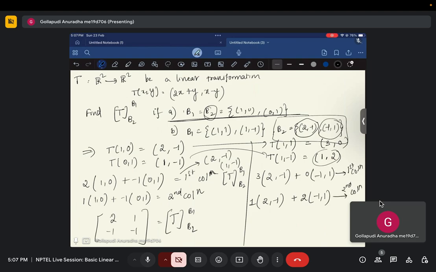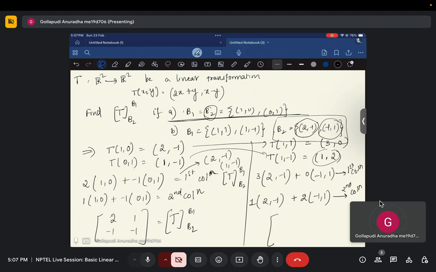It is like the image what I am getting, like in this case T of (1, 1) is (3, 0), T of (1, -1) is (1, 2). The images we are getting, we have to write in terms of the other basis which is given. Whatever the coefficients are, we have to present as a column. That is what the transformation matrix definition is. That is how it is formed.